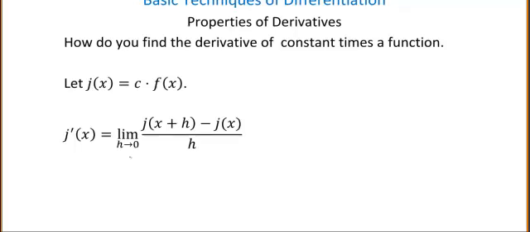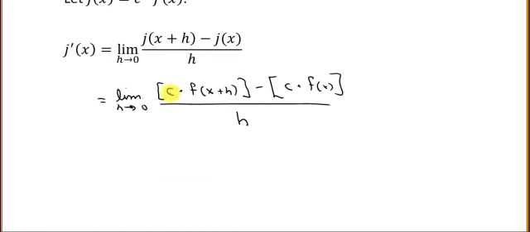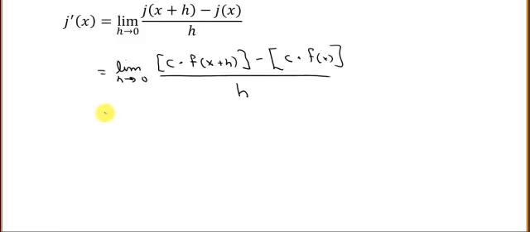And now let's try and determine the limit, or the derivative of j of x. Well, this is going to be the limit as h approaches 0 of j of x plus h, which is j of x with each instance of x replaced by x plus h, so that would be c times f of x plus h minus j of x, which is just c times f of x, all over h.